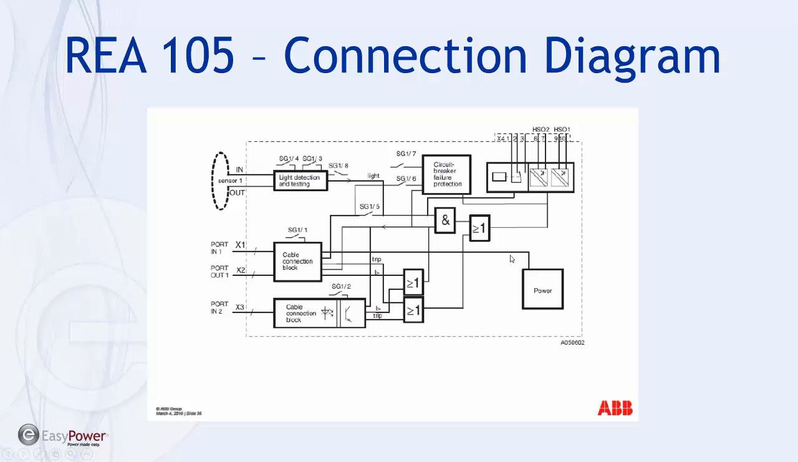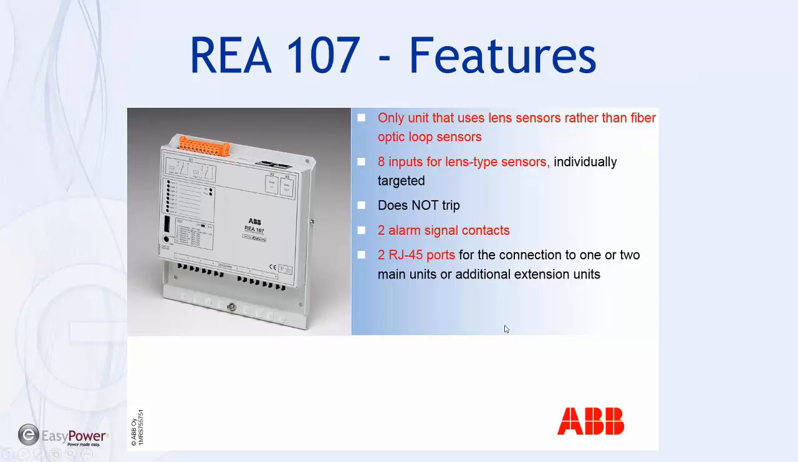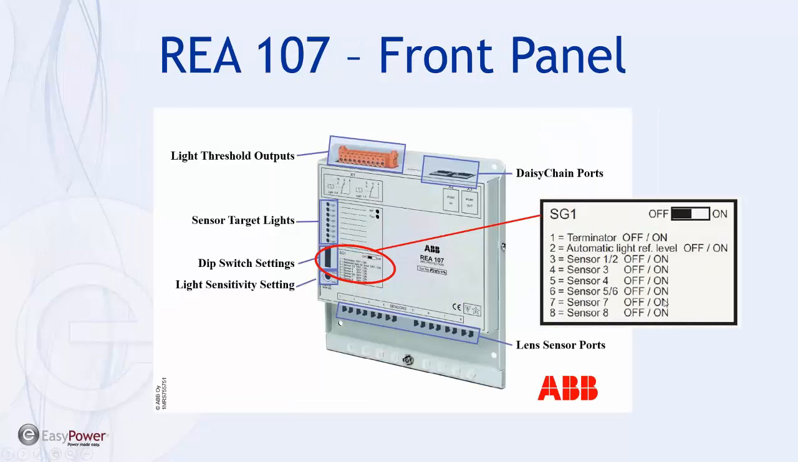Here's the connection diagram, similar to what we looked at before. Now we'll look at the RA107. That contains 8 lens sensors, and it operates similar to the RA103. It just detects light, passes that signal back to the RA101, which does the tripping. Here's the front panel. You can enable all your sensors, backlight compensation, and you have to terminate the last one in the string.